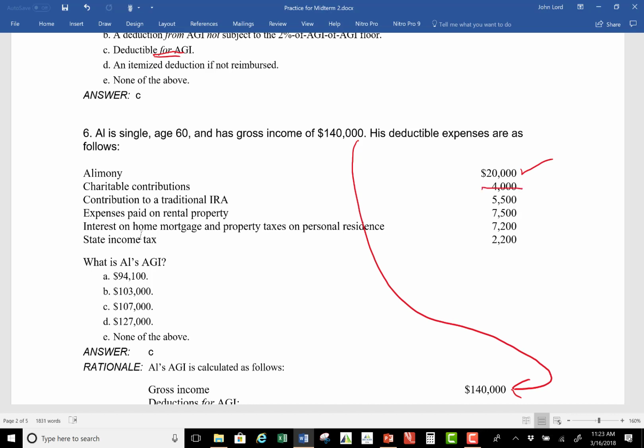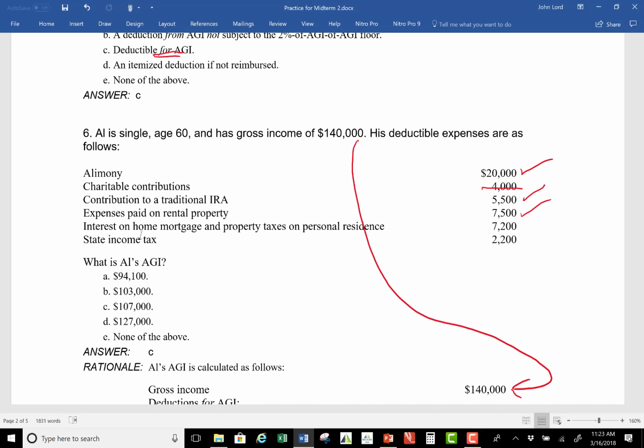From AGI, not for. Contributions to an IRA, we did not talk about exactly how that works yet because that comes up in a later chapter. But an individual retirement account, that's a deduction what? For AGI. You can take that. Okay. Expenses paid on rental property, that's going to be a deduction for AGI, although be it on what? On a Schedule E. That Schedule E will roll forward to the 1040 in a manner similar to what we've talked about for Schedule C.